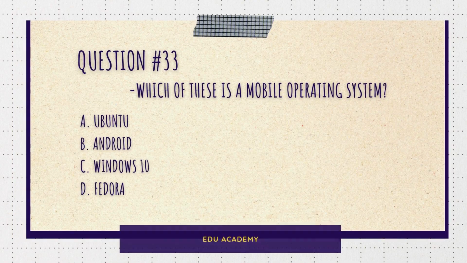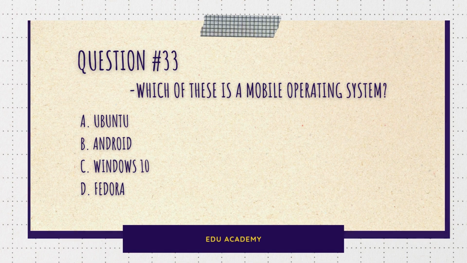Question 33. Which of these is a mobile operating system? A. Ubuntu. B. Android. C. Windows 10. D. Fedora. You have 10 seconds to answer.